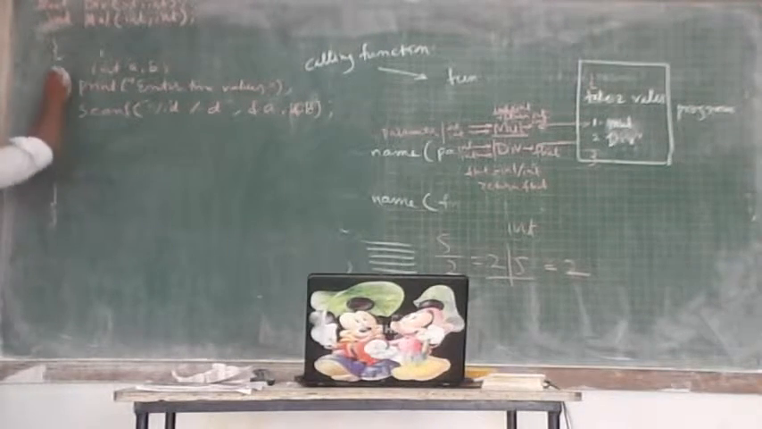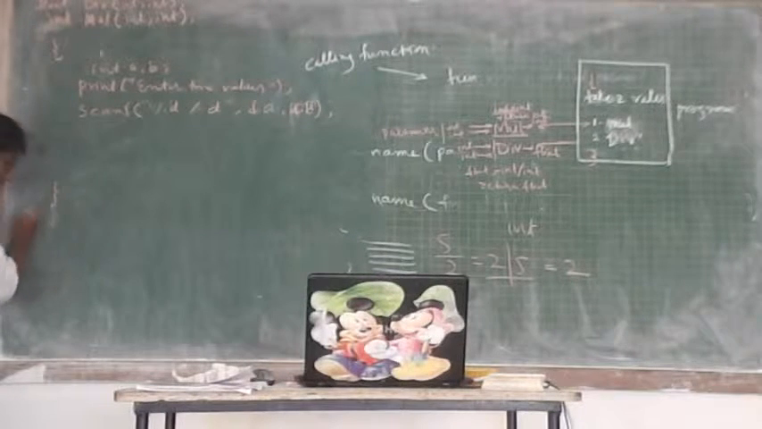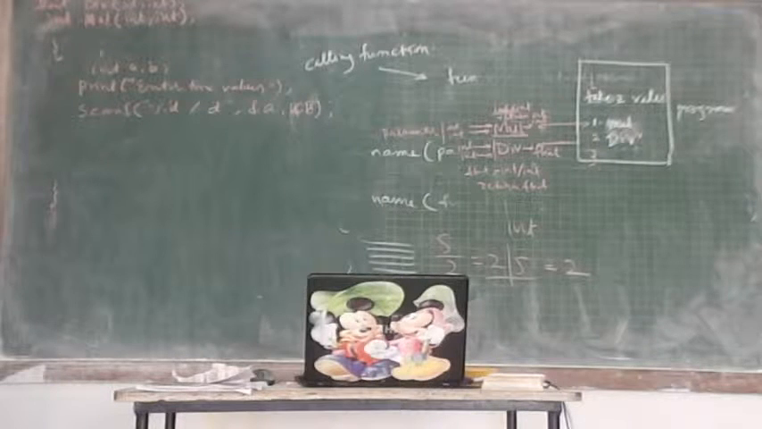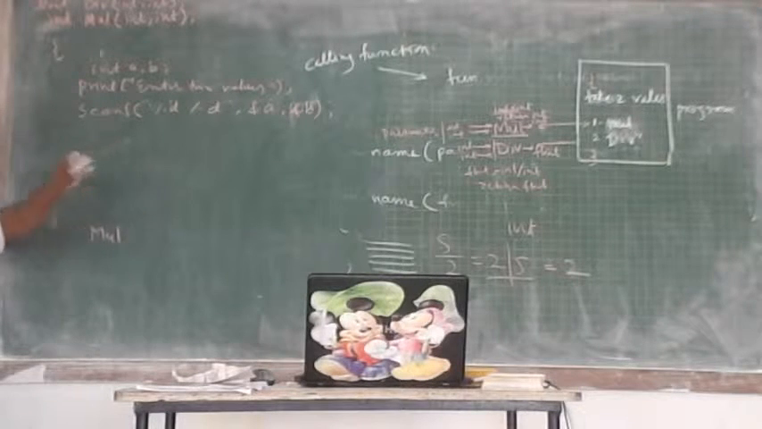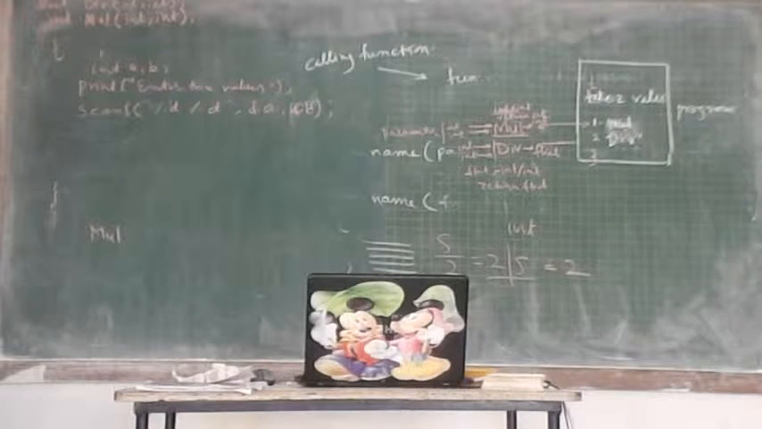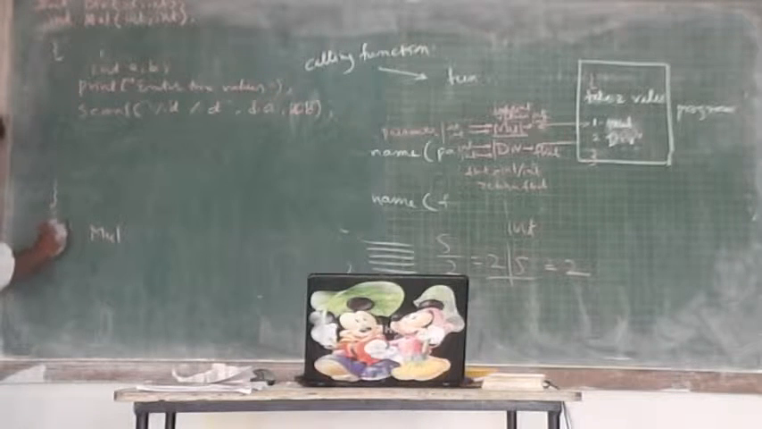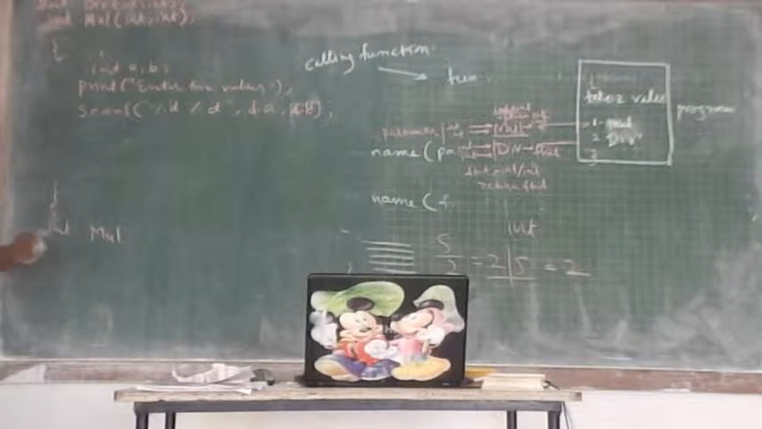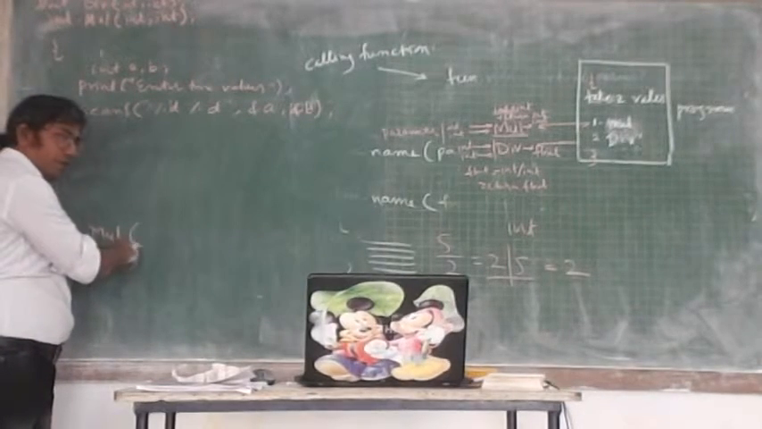Okay, this is my main function. Now, after main, you should start defining the functions. What is my first function? Mul. What is the syntax of definition? Function name, return type. What is the return type of the mul function? Integer. And after the function name, open bracket.